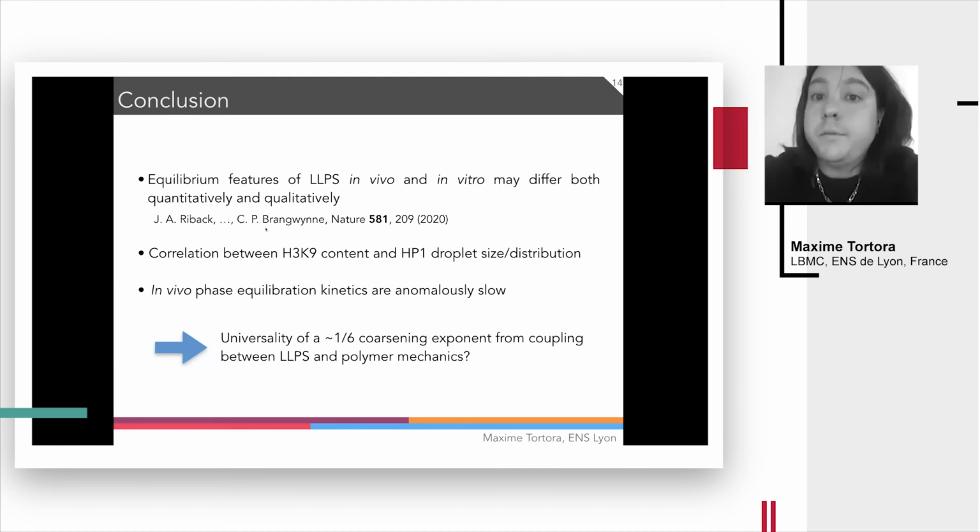These ideas have actually been developed in much greater and much more general terms in a beautiful paper by Cliff Brangwynne, which I would strongly encourage you to check out if you're at all interested in these sorts of things.